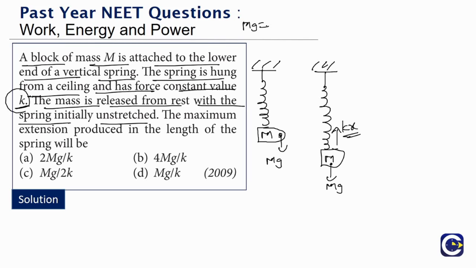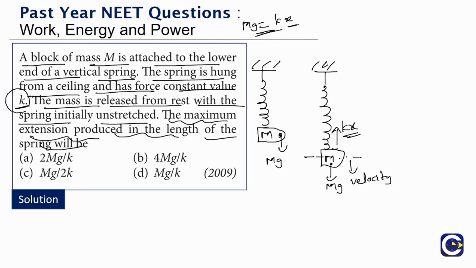So what is that x value we'll get? We are simply balancing the weight with the restoring force. This x is basically the elongation the spring will have till it reaches this point, where the restoring force of the spring is able to balance the weight. But the question they're asking is the maximum extension produced in the length of the spring. Do you think the block is going to stop here? No, because the block still has some velocity downwards, since it keeps on moving down.